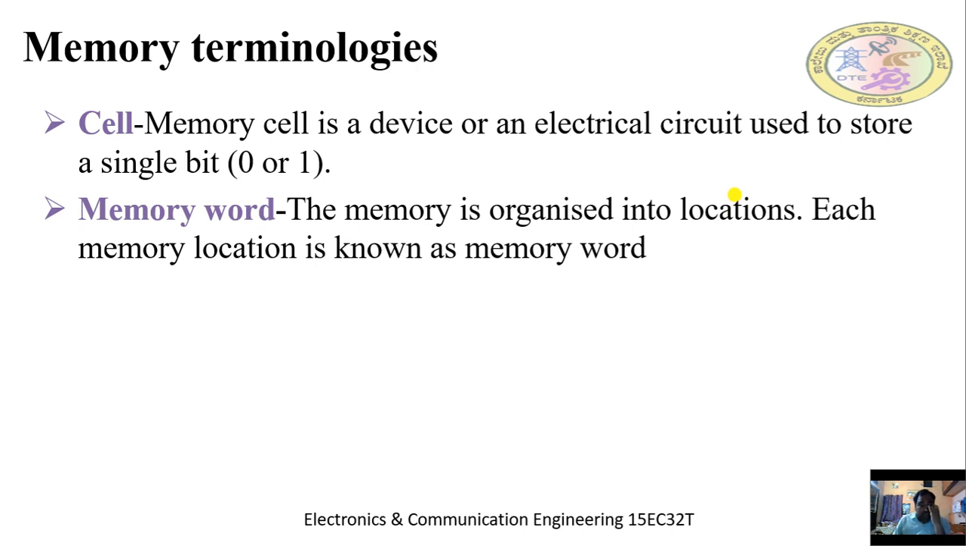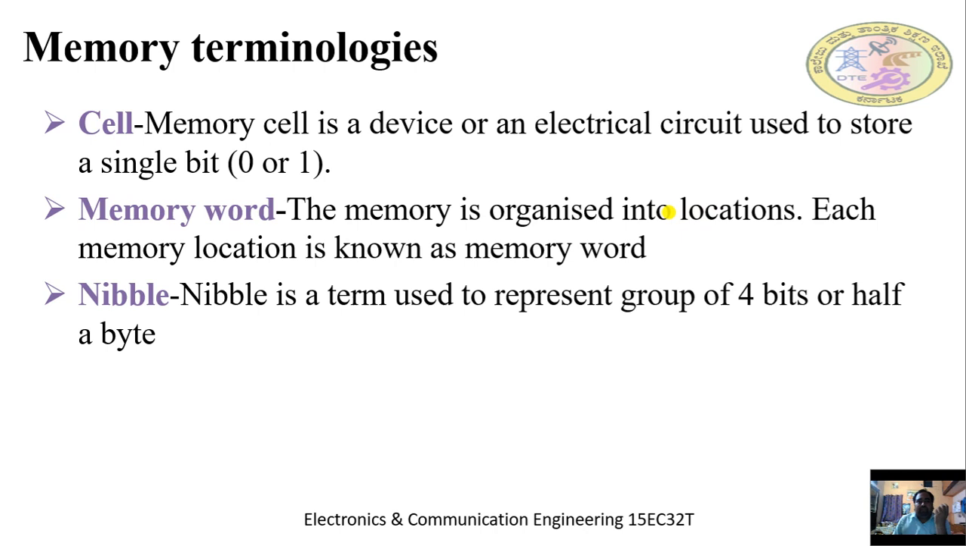Next one is the memory word. The memory is organized into locations. Each memory location is known as a memory word. The number of bits in each word is often referred to as word length. The word length can vary from 4 to 64 bits. Whenever we speak about a computer, you can tell the word length to be 32-bit word length or 64-bit word length. It indicates how many bits are stored in each memory word.